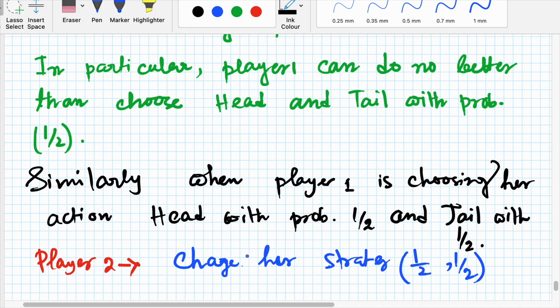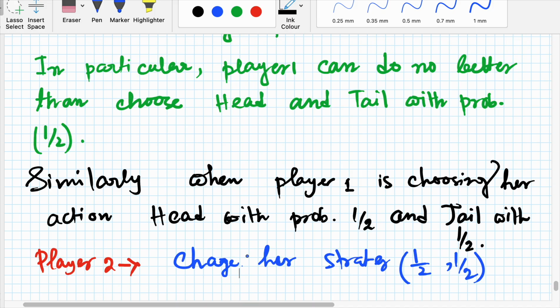And even if she changes, there is no incentive, because she can do no better if she changes from half up. So that is what equilibrium means. If both of them adopt the strategy of mixing with probability half up, no one wants to deviate from their strategy. So this shows that there exists an equilibrium.